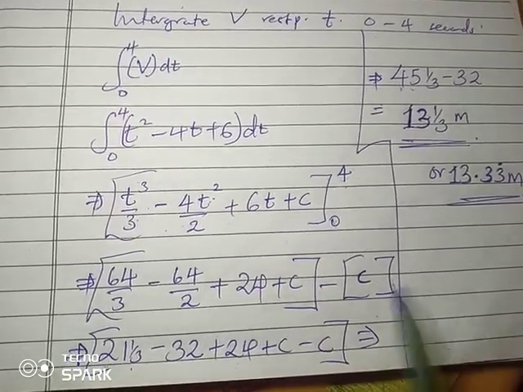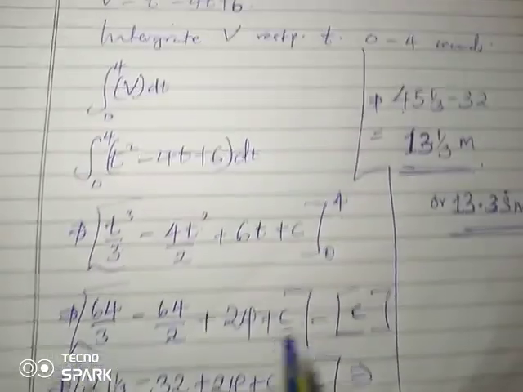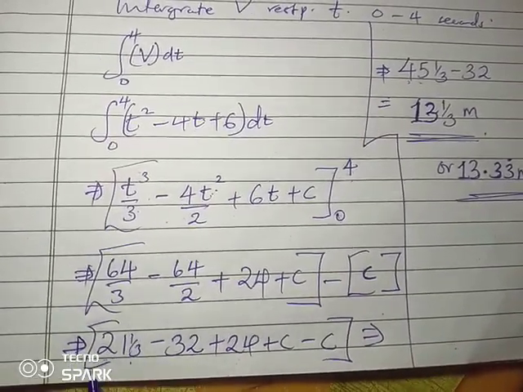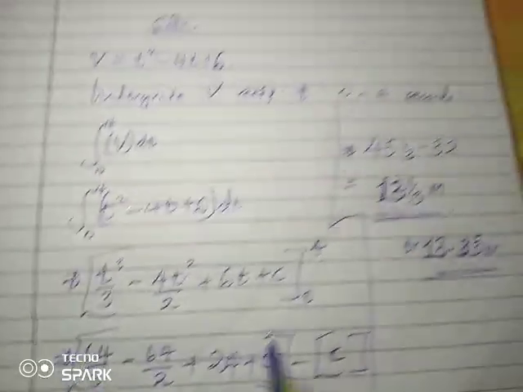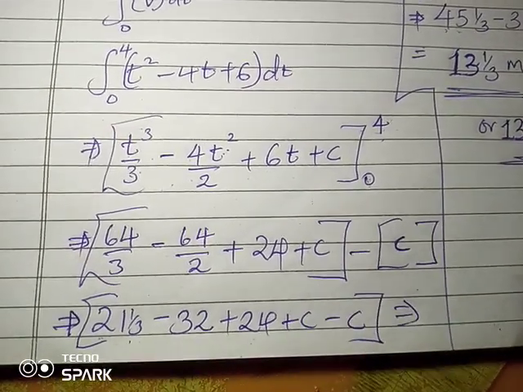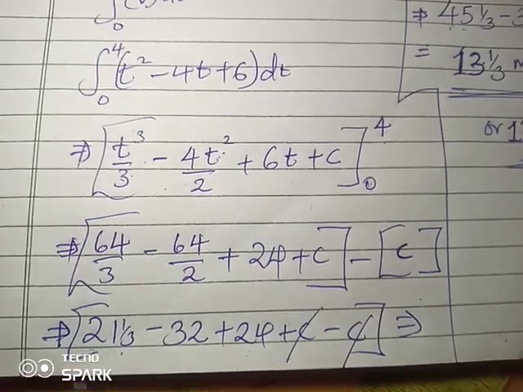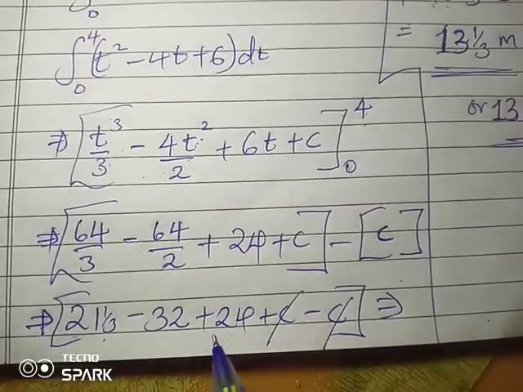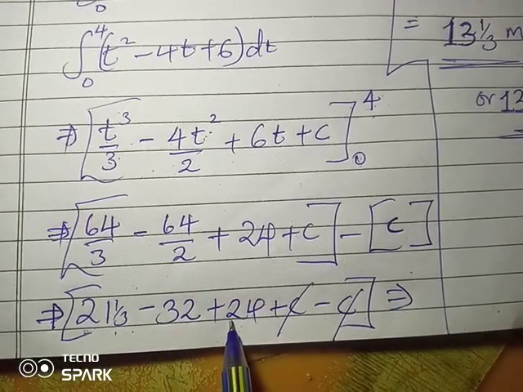So collecting and grouping all this, I'll add the positives first, then I minus the negative, obeying BODMAS. So remember here, c shall eliminate each other. Minus c plus c is a 0. So remaining with the numbers alone, we shall have 21 and a third plus 24 when we minus 32.